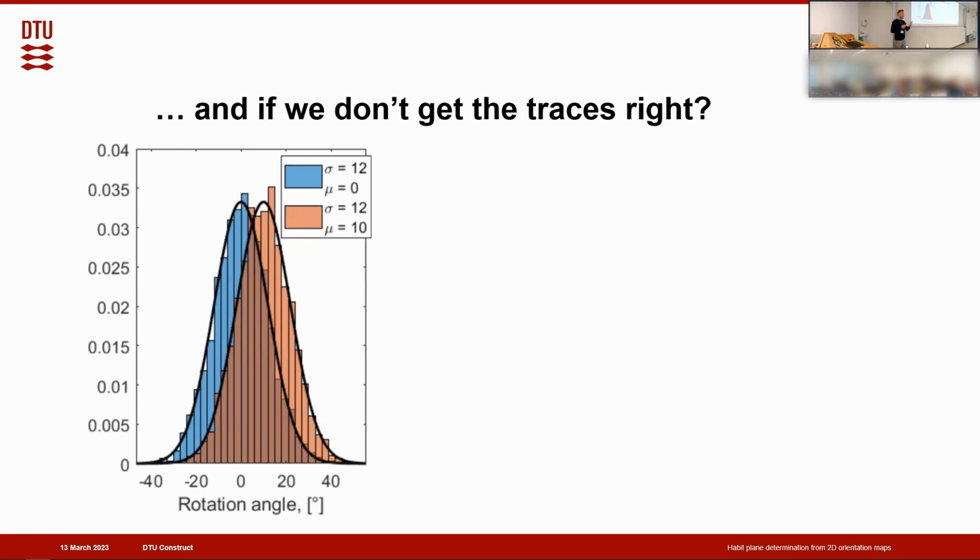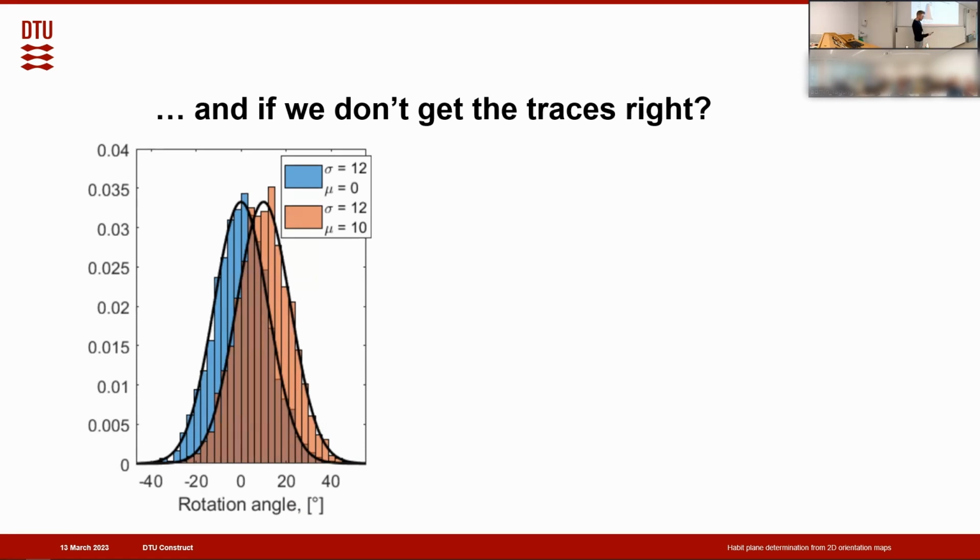So the big question is now, what if we don't get the traces right? Because word has it that EBSD is not very accurate, so we tried to test this with an artificial data set. We had a data set where we knew the habit plane and we extracted some traces from that. So we had perfect traces, perfect habit planes, and then we applied some distribution to those traces to figure out, okay, what if we are not that good in identifying our traces?